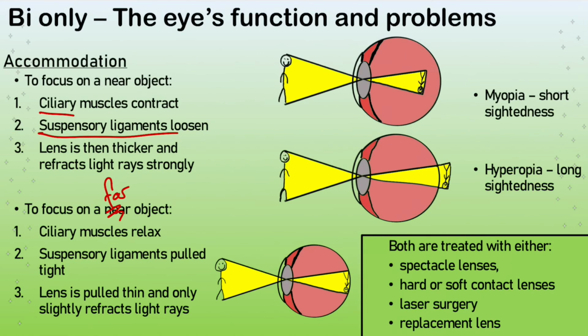If we're looking at a far object, the ciliary muscles will relax, the suspensory ligaments will be pulled tight as a result of them kind of being pulled outwards by the muscles relaxing, and the lens is then pulled thin and only slightly refracting the light rays instead. And again, the aim is to bring the image that you're trying to see into focus and landing perfectly on the retina, and that retinal information will then be sent to the brain to process the image.